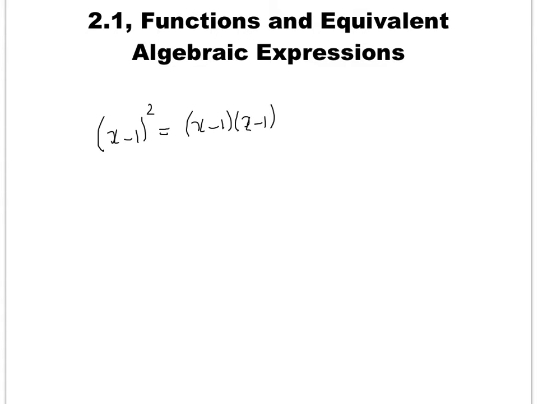If you don't want to use the shortcut using the formula, you can just expand it like this. Again, we are going to expand x inside. So I'm going to get x times x is x squared. x times negative 1 is negative x. Then I'm going to distribute negative 1 inside. I get negative x. Negative negative is going to give me positive 1. If I take the like terms together, I get x² - 2x + 1.